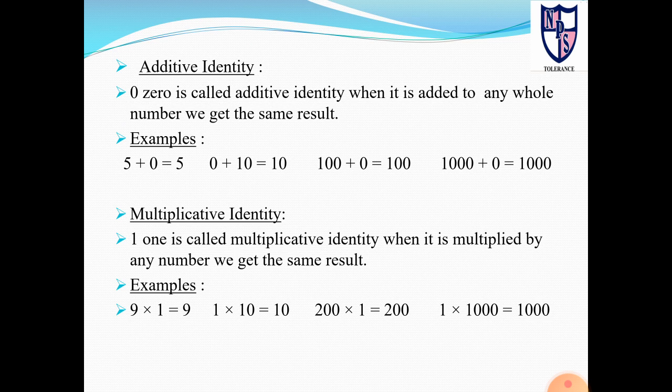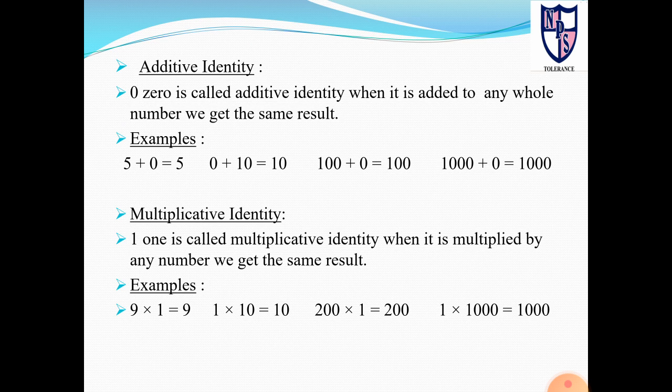Now we have another property, the additive identity. 0 is called the additive identity: when it is added to any whole number, we get the same number. Examples: 5 plus 0 is equal to 5, 0 plus 10 is equal to 10, 100 plus 0 is equal to 100, 1000 plus 0 is equal to 1000. Multiplicative identity: 1 is called the multiplicative identity. When it is multiplied by any number, we get the same result. Examples: 9 multiplied by 1 is equal to 9, 1 multiplied by 10 is equal to 10, 200 multiplied by 1 is equal to 200, 1 multiplied by 1000 is equal to 1000.